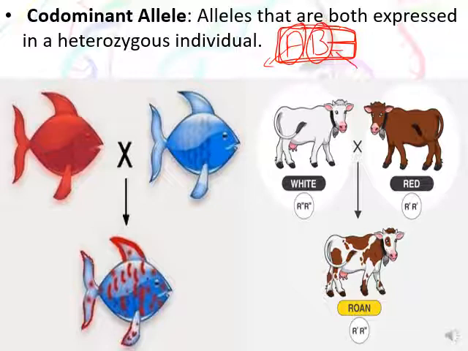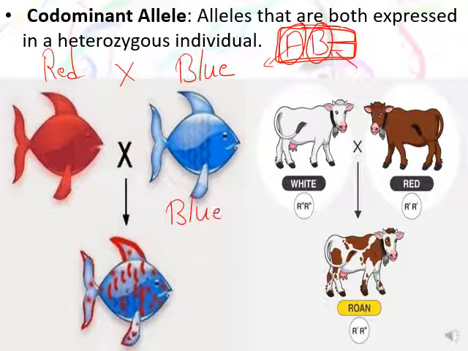So here, let's take the example about the fish. Here we have a red fish that's crossed with a blue one. So here the result is a blue fish with red spots. So both of them, blue and red, are expressed. So both colors are expressed here. So this is the case of codominance, where both of them are expressed.